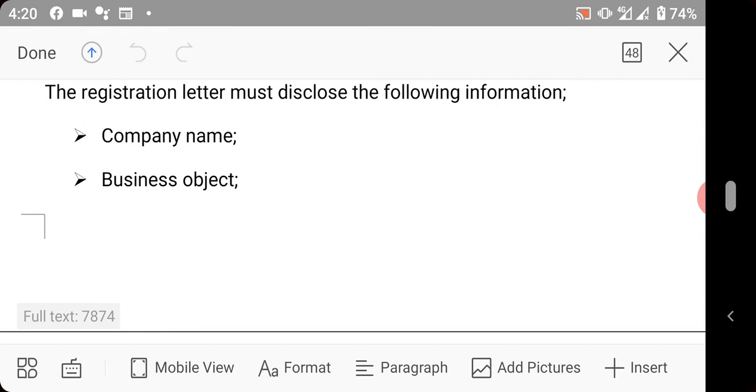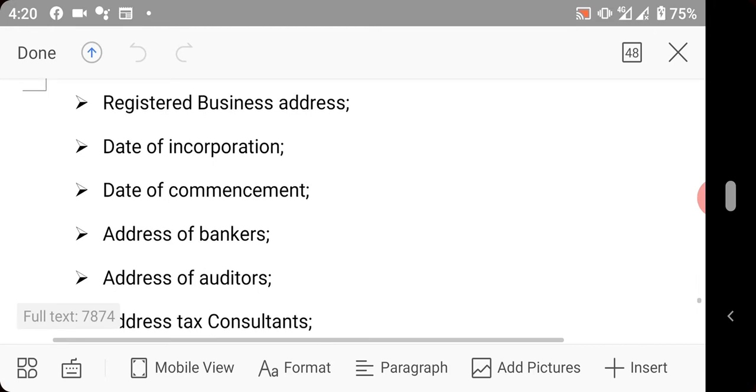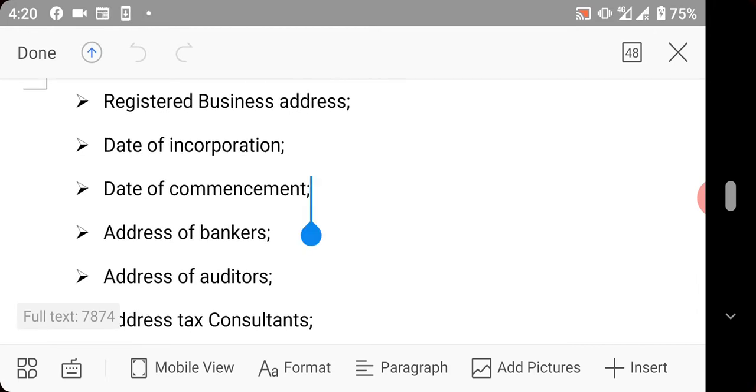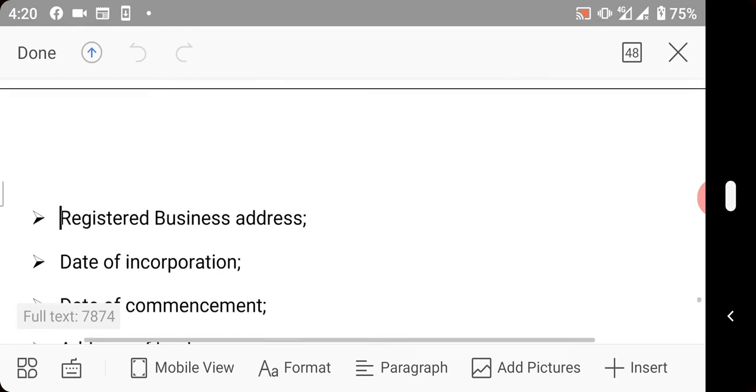Now, business object simply means the nature of business you do. Is it transportation? Is it aviation? Is it importation? Is it distribution? Is it manufacturing? You must state the business object of your company. The next information you must provide is the registered business address. The registered business address is required to be provided. Another one is date of incorporation. Date of incorporation is required to be provided.